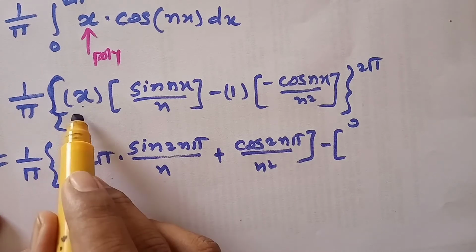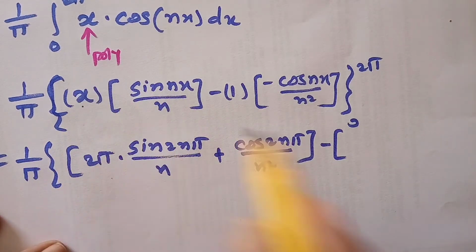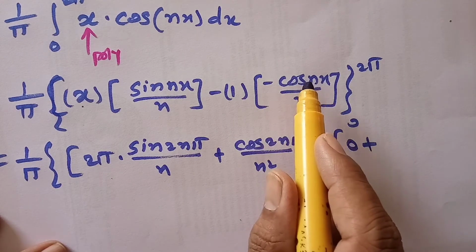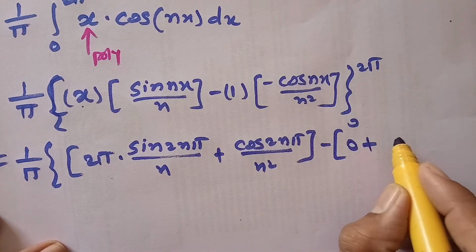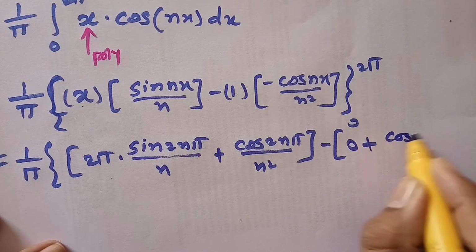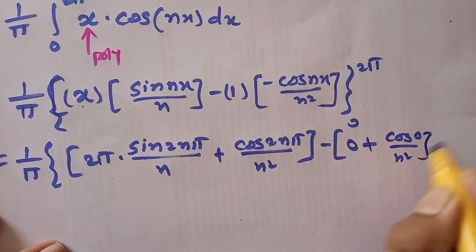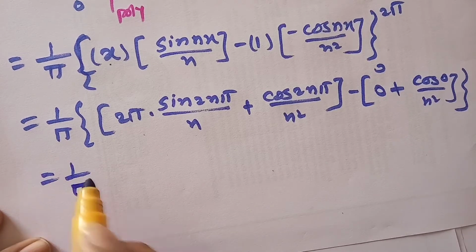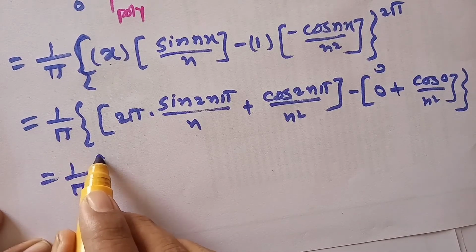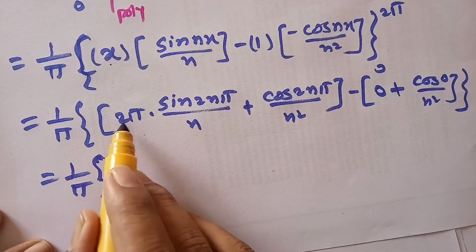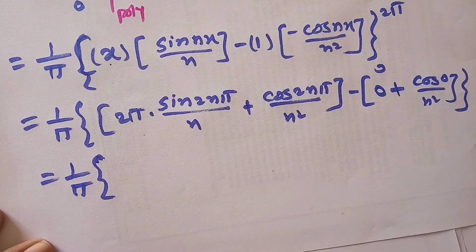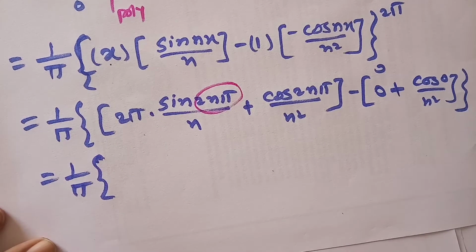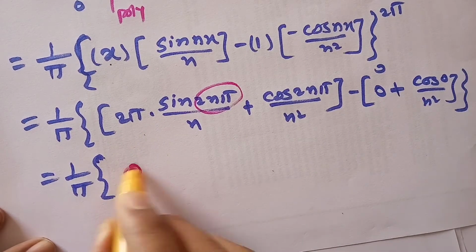x is 0, therefore this total term becomes 0. Now minus plus cos 0. What is cos 0? Cos 0 is 1. This is equal to 1 divided by pi. This is 2 pi, but we know that sine of 2n pi is 0. Therefore this total term becomes 0.